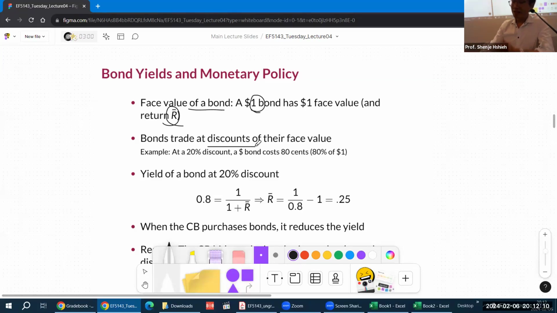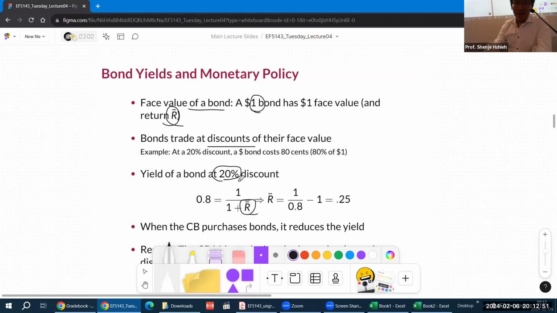A bond trades at a discount, as I said, and that makes sense, right? Because of time value of money. So at a discount rate of 20%, a dollar bond costs 80 cents. So 80 cents on the dollar. The discount rate tells you about the price. Okay, sorry. So 20% of $1 is 20 cents, so the price is 80 cents, and you want to find the yield, the average return on this bond.